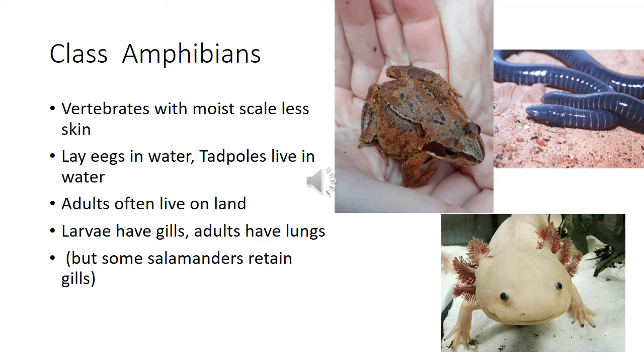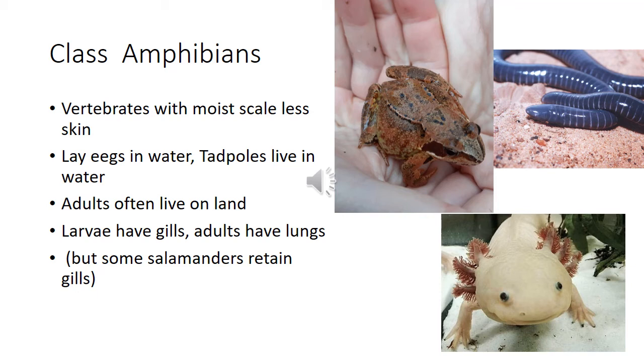The next class are the amphibians, and when we talk about amphibians, most people think about frogs and toads. And frogs and toads are a great example for amphibians. They are vertebrates with moist skin, without scales, and they lay their eggs in water where the tadpoles will swim around and stay in the water until they're big enough to hatch. Adults often live on land, but they like to stay close to water because they depend on being close to water for breeding.